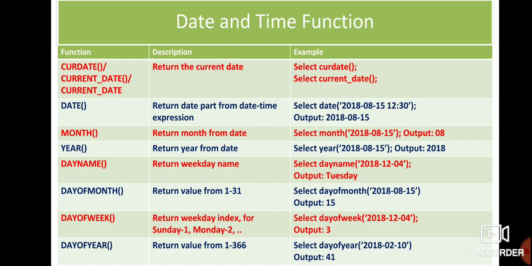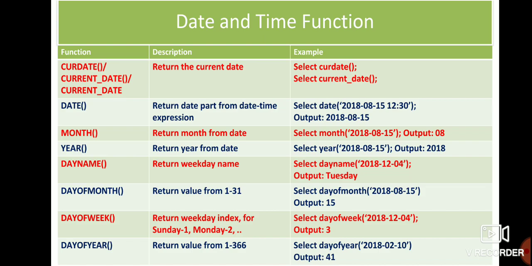Next is MONTH. It returns the month from date. Like 2018 8 15. So what will be the output? 8 will be the output. Next is YEAR. It returns the year from date. Like 2018 8/15. So what will be the output? 2018 will be the output. Next is DAYNAME. It returns the weekday name. So whatever the date is, it will represent the weekday. Like Tuesday is the date, so it will represent Tuesday.